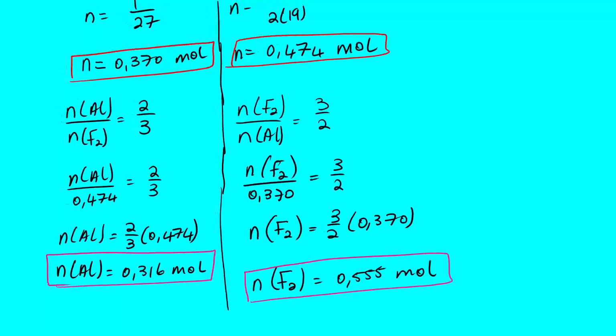We compare now. Which one is the limiting reagent? We look at this one. As you can see, 0.474 is what we have. We need 0.555. We don't have 0.555, so this is the limiting reagent. Looking at the other one, we can see that we have 0.370. We need 0.316, which we have enough. So this is our excess reagent.